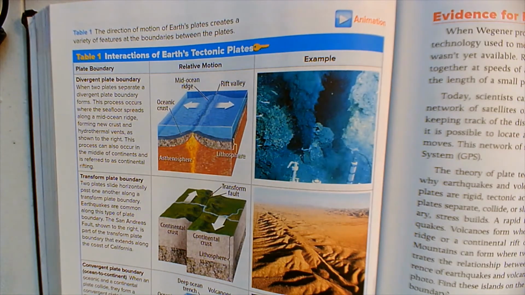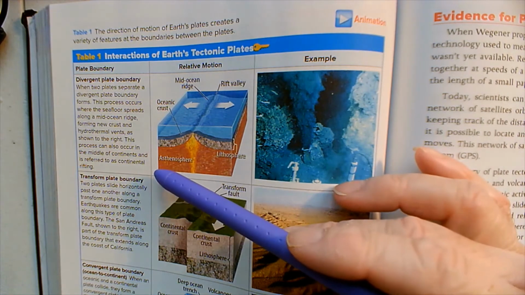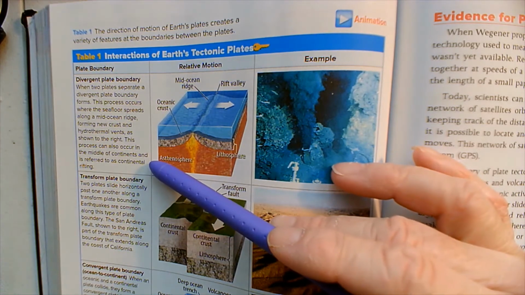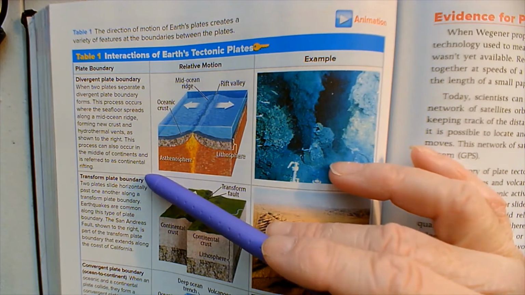So a lot of times we think of divergent plate boundaries as that oceanic crust, and we did a lab on that where the seafloor was spreading. That's an example of a divergent plate boundary, but we also have them within the continents. And so if continental crust is coming apart, it's called a continental rift.